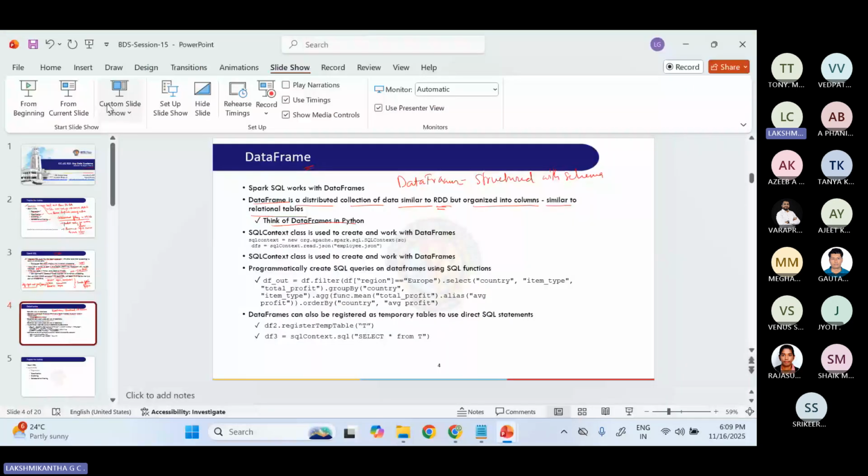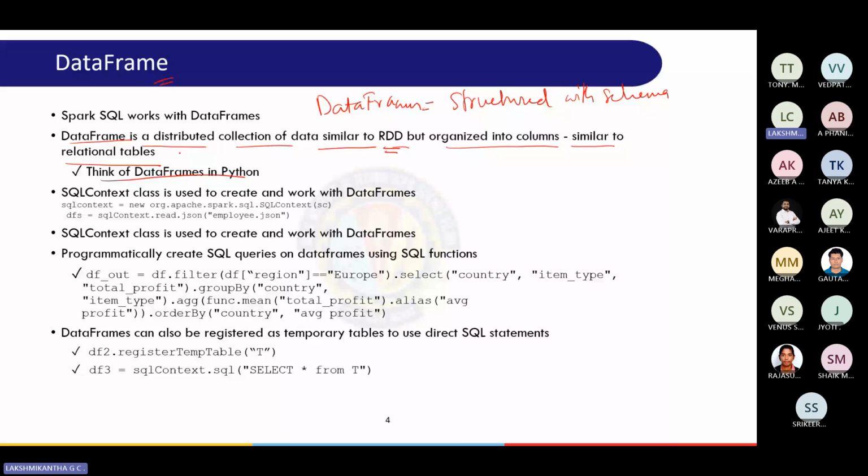Guys, I've told you a data frame is a distributed column-based data set, very much similar to your relational table, and significantly faster than an RDD. Let me explain this slowly. RDD is an unstructured collection. A data frame is a structured column with a schema. In this case, queries can be optimized intelligently. That you should understand.